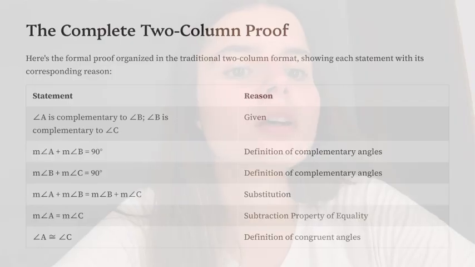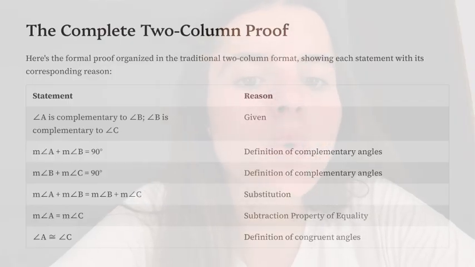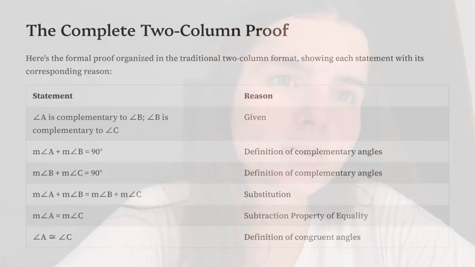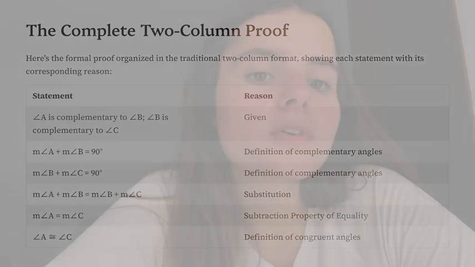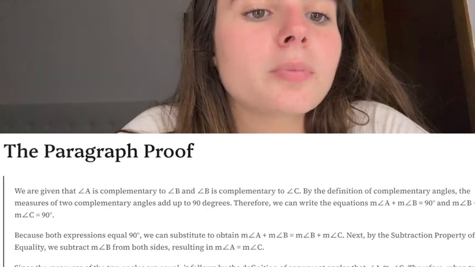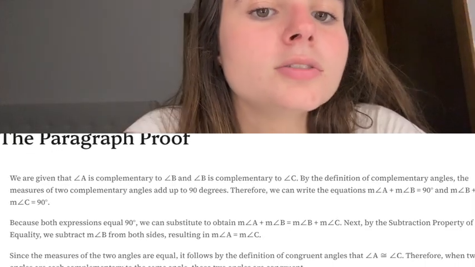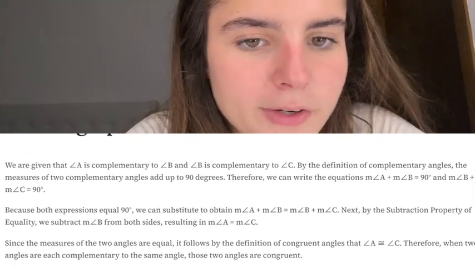Next, by the subtraction property of equality, we can subtract MB from both sides, resulting in MA equals MC. Since the measures of the two angles are equal, it follows by the definition of congruent angles that A is congruent to C. Therefore, when two angles are each complementary to the same angle, those two angles are congruent.